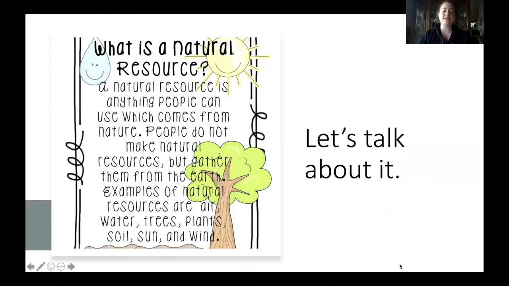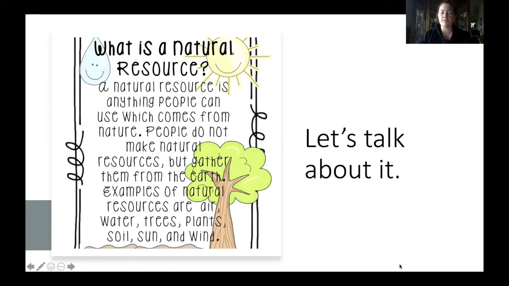A natural resource is anything that people use which comes from nature. People do not make natural resources, but we gather them from the earth. Examples of natural resources are air, water, trees, plants, soil, the sun, and wind. And we're going to talk all about those.